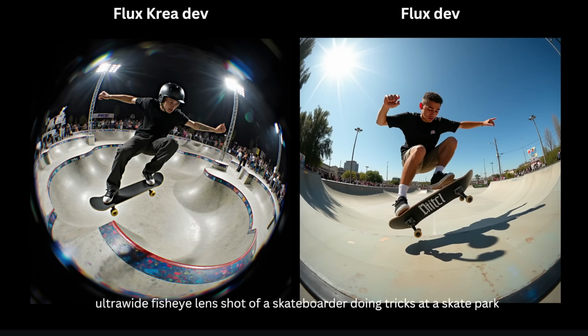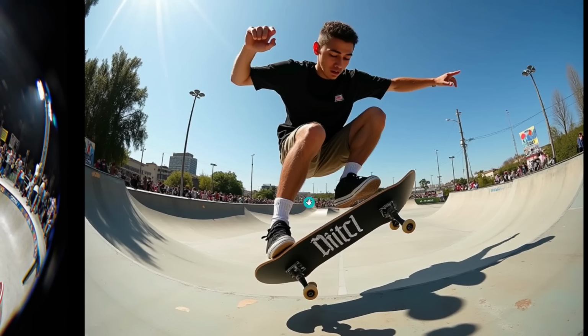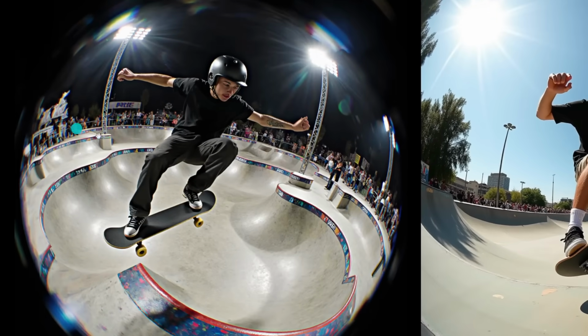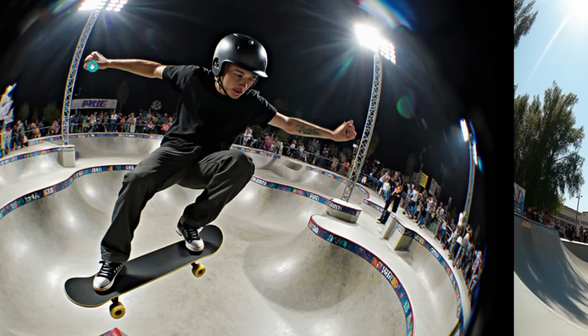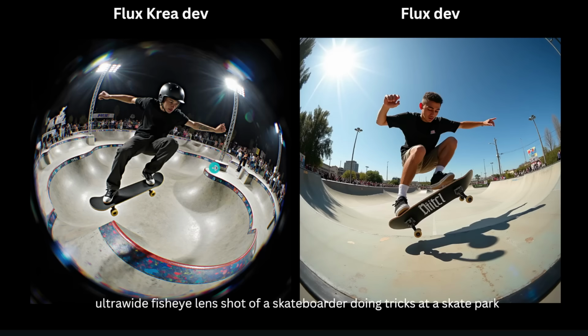Next, I also wanted to test out its ability to generate different camera angles and perspectives. So here's an ultra-wide fisheye lens shot of a skateboarder doing tricks at a skate park, and surprisingly, both of them could actually pull this off. But again, for FLUX Dev, the colors are just too saturated, this looks too perfect, and his face looks kind of plasticky, whereas for FLUX Krea Dev, this just looks a lot more realistic. Although one thing I tend to notice a lot in these generations is that their fingers are a lot worse than the original FLUX Dev. But other than that, everything else looks a lot more realistic.